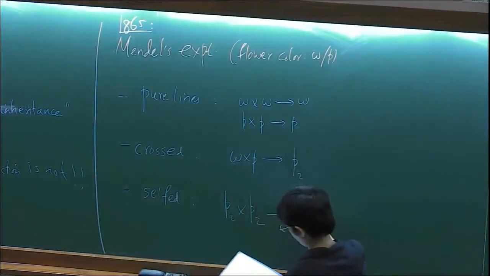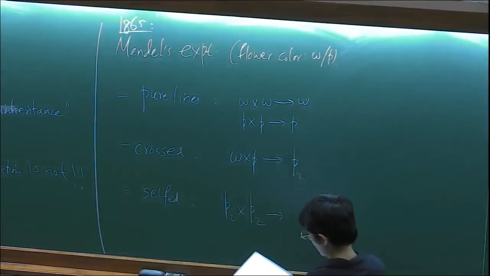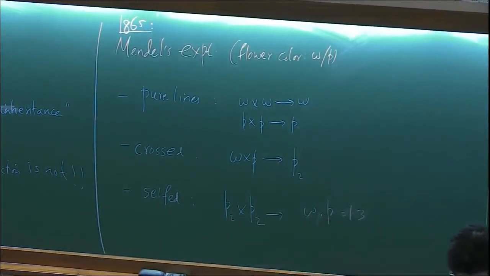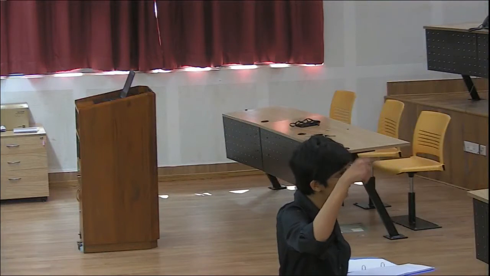And then, as you know, he got both white and purple flowers in the ratio 1:3. Okay, so this was a sort of experiment, and now how do we understand that? This is something you know. Similar experiments were actually carried out by Darwin as well. He also found this 1:3 ratio, not with flower color, but with stalk length or something like that.